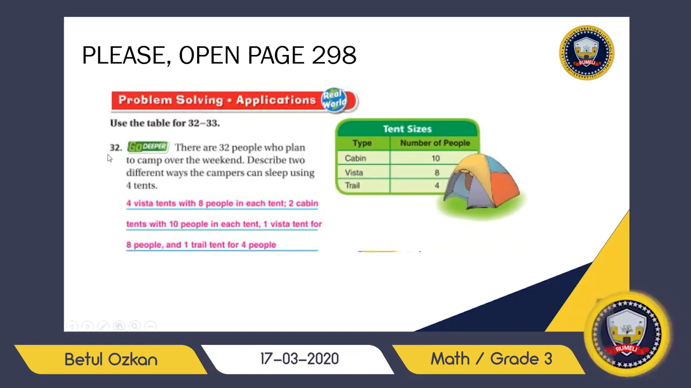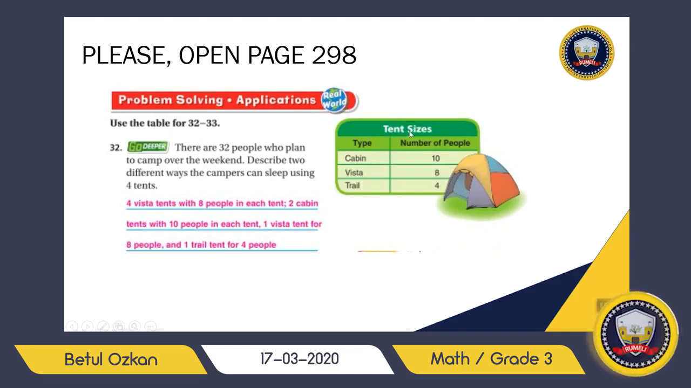So, let's read question 32 together. Before question 32, it says use the table for 32 and 33. So, we need to check the table while solving the questions. Remember how you can read the tables, right? Okay, before the question, let's read our table.